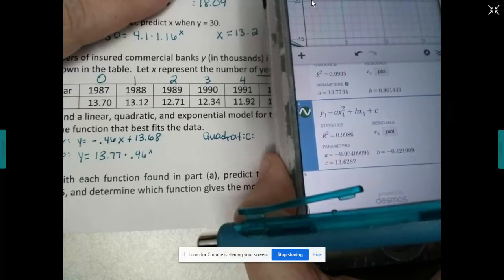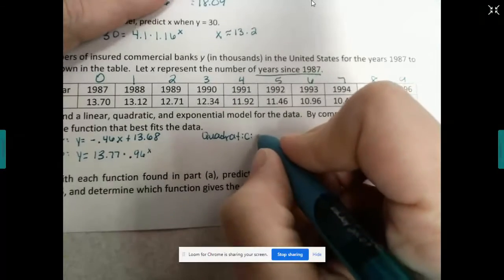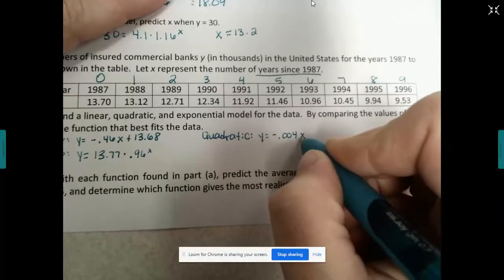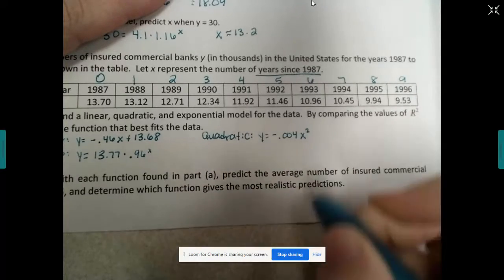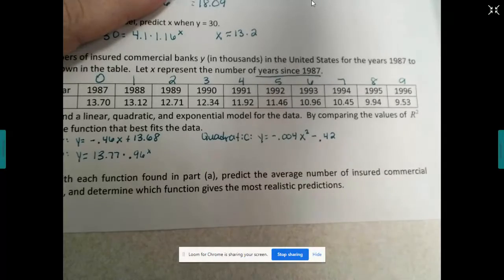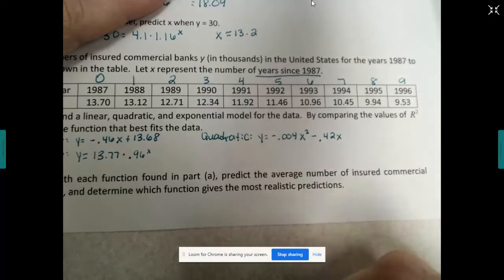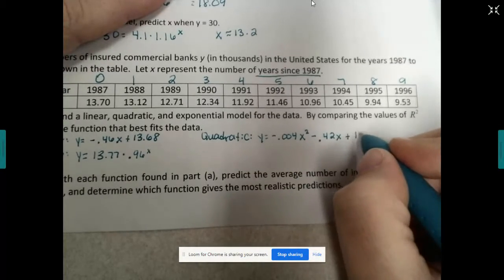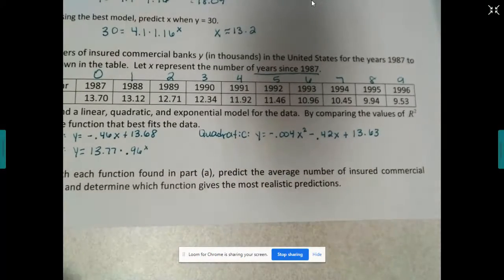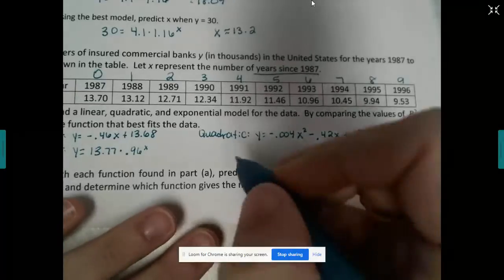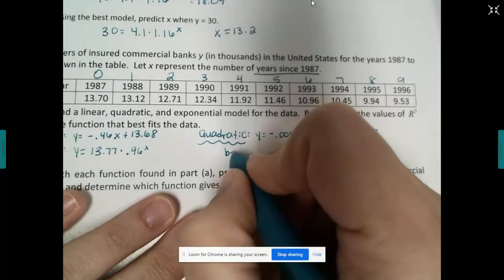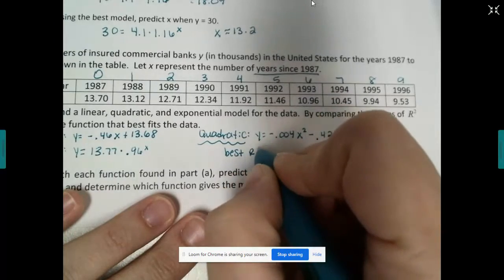So we've got our a is super small. So y equals negative 0.004 x squared minus 0.42 x plus 13.63. And so really, based on just the r squared, quadratic has the best r squared value.